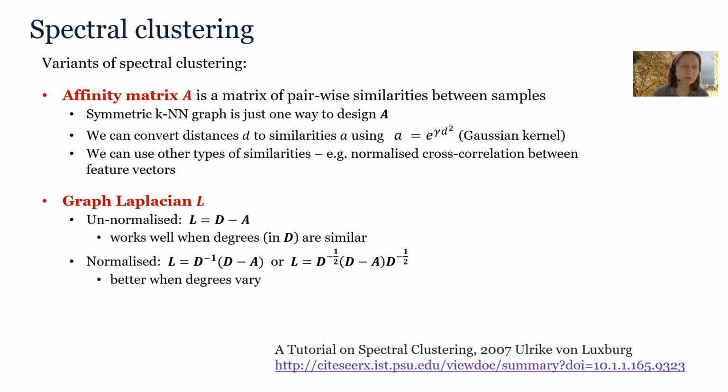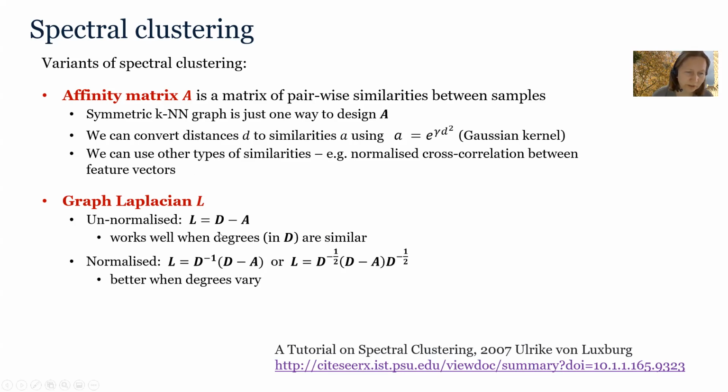So far we only used a symmetric k-nearest neighbor graph to create the affinity matrix, but there are other choices that we can make. If we do have distances, for example, Euclidean distances on the feature vectors, we can use a Gaussian kernel to convert them to similarities and that way design the matrix A. Or we can also use other types of similarities. For example, we could use normalized cross-correlation between feature vectors. This is useful when it is difficult to define a distance.